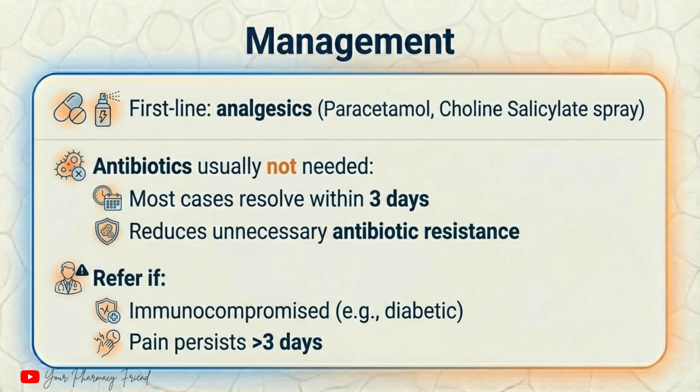Management of uncomplicated otitis media is primarily symptomatic. First-line treatment consists of analgesics such as oral paracetamol or choline salicylate spray. Antibiotics are not routinely recommended because most cases resolve spontaneously within 3 days. Unnecessary antibiotic use contributes to antimicrobial resistance.